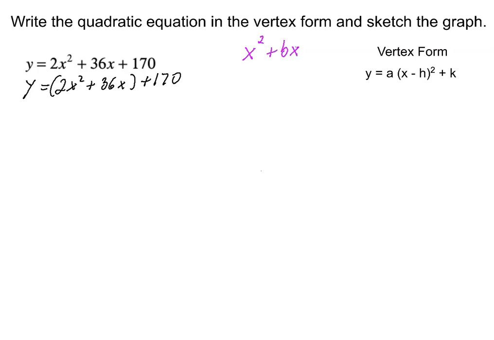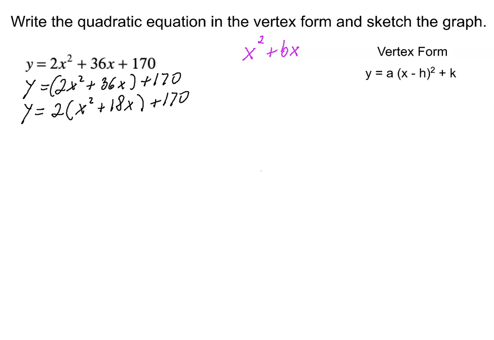bx, completing the square form. Okay, so now we have y equals, I'm gonna factor out 2 and end up with x squared plus 18x plus 170. Okay, so now since we have this x squared plus 18x in the form of x squared plus bx, we can do the completing the square.